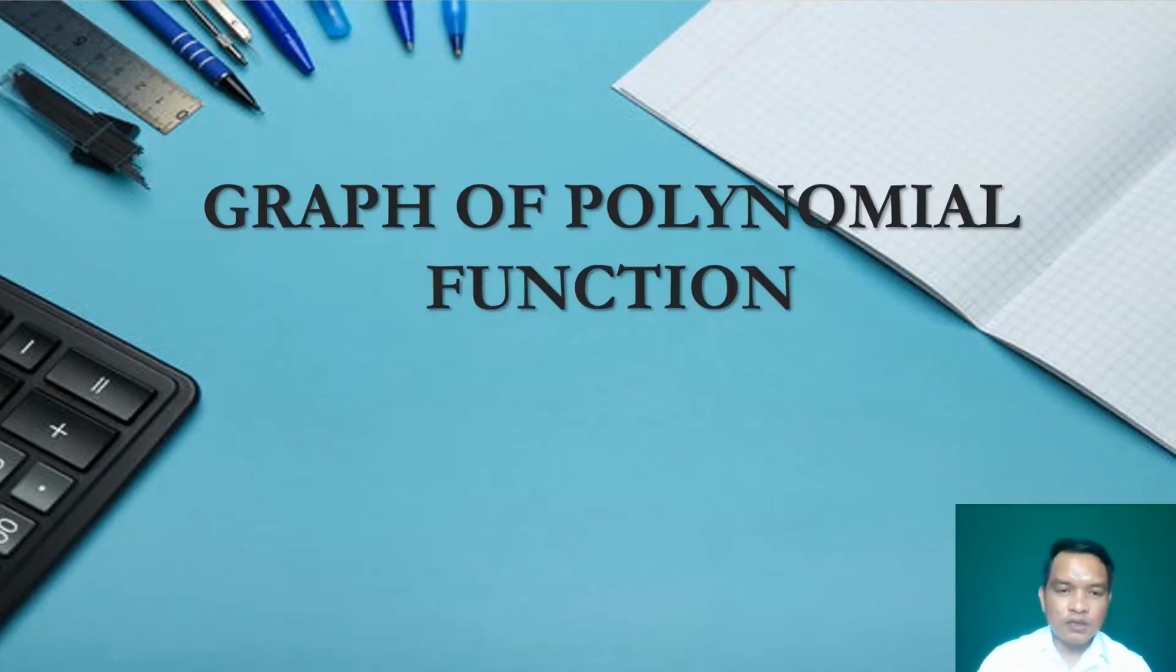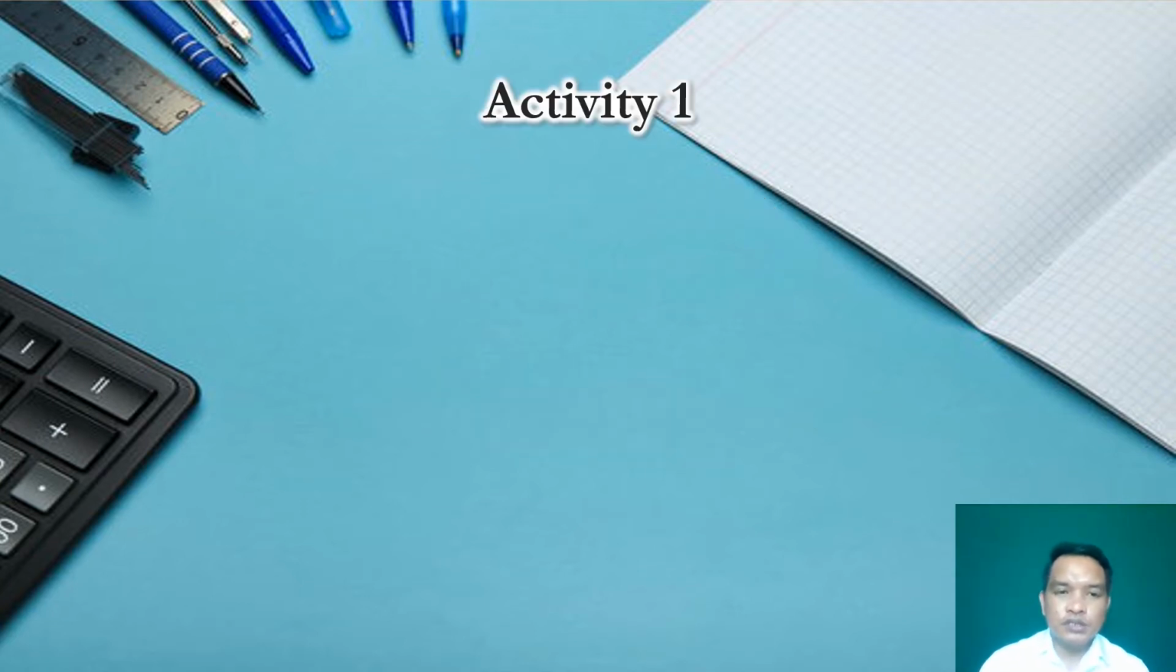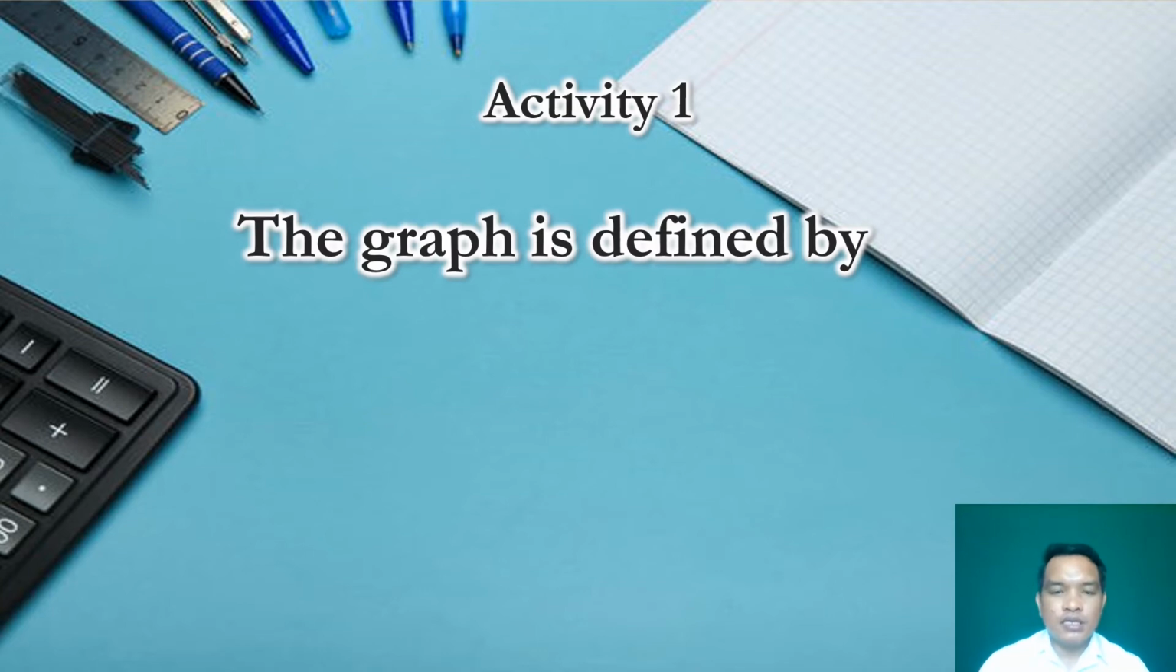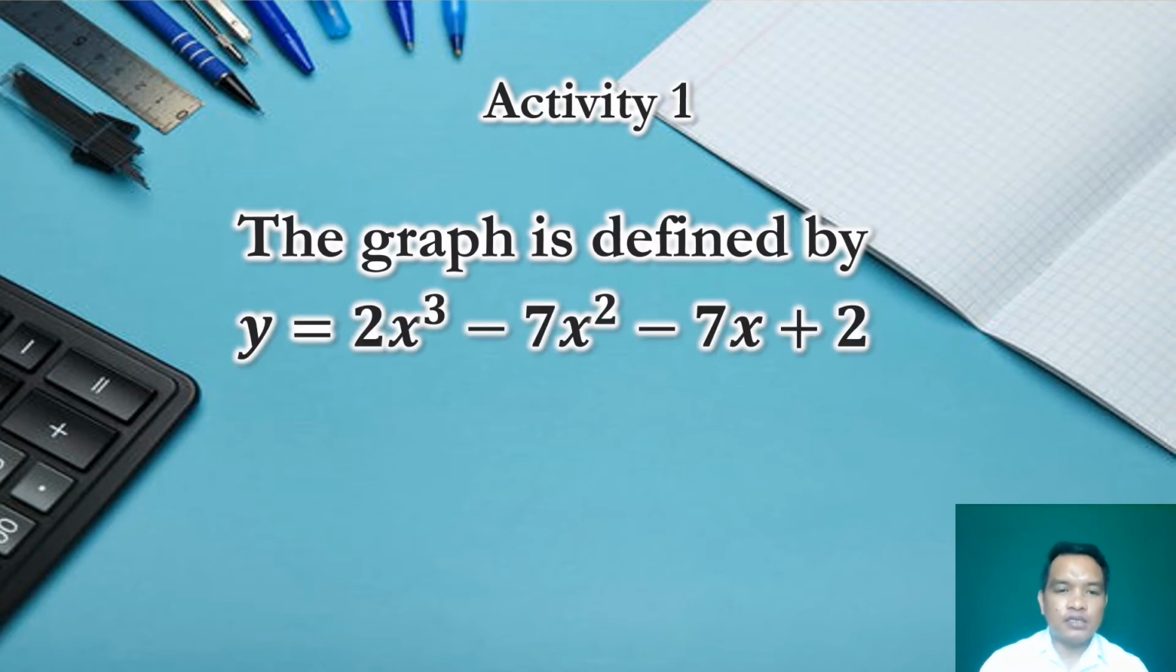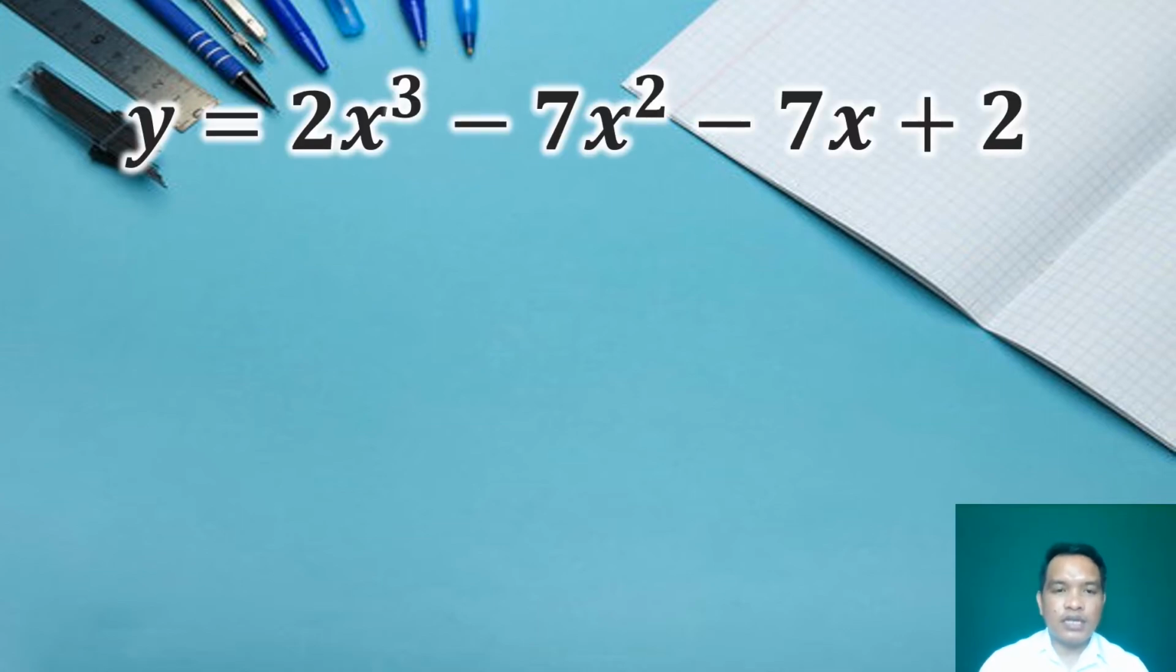So, let's go now to our main topic, which is graph of a polynomial function, specifically the end behavior of the graph of a polynomial function. So, let's do this activity. The graph is defined by y is equal to 2x raised to 3 minus 7x squared minus 7x plus 2. Let's analyze the given polynomial function.